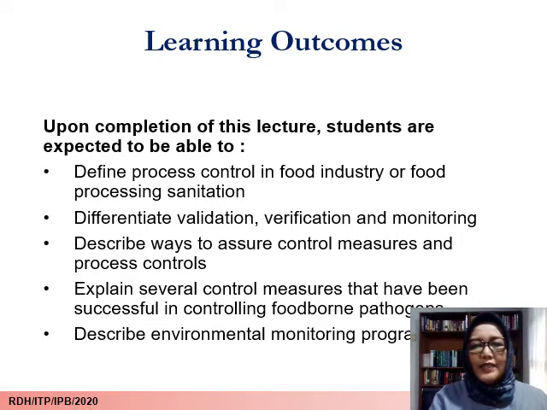Upon completion of this lecture, you are expected to be able to define process control in the food industry, differentiate validation, verification, and monitoring, describe ways to assure control measures and process controls, explain several control measures that have been successful in controlling foodborne pathogens, and describe an environmental monitoring program.